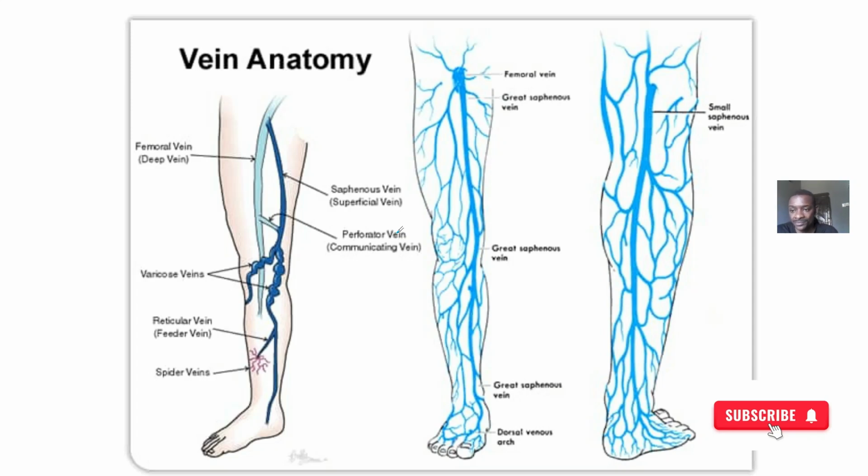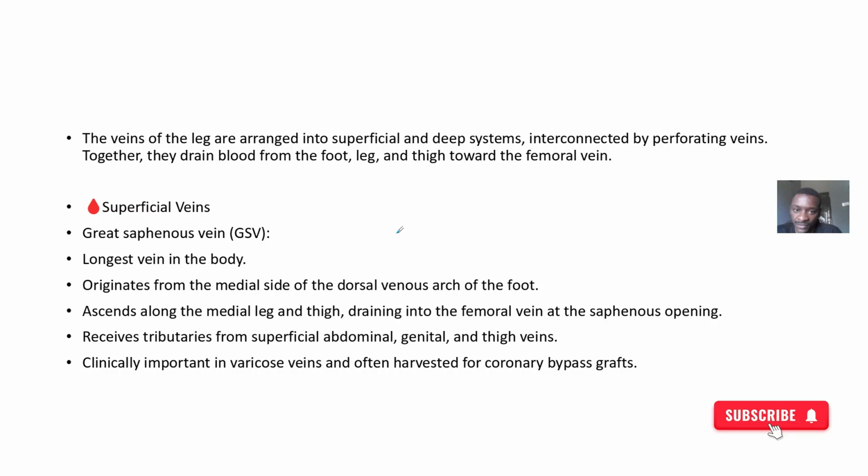Of course, just like I was saying, they are arranged into superficial and deep systems. The superficial and deep systems are connected. They are like bridges between them, known as the perforating veins. Those allow things to flow between them.